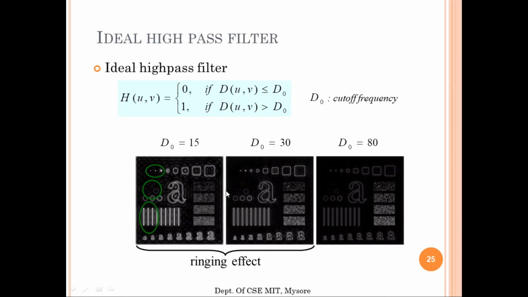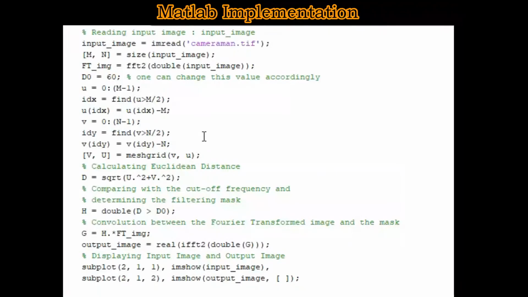In the ideal high pass filter, there will be a ringing effect and blurring effect. There is more ringing effect in the ideal low pass filter with a low cutoff frequency. This is the code for performing ideal high pass filtering in the frequency domain.